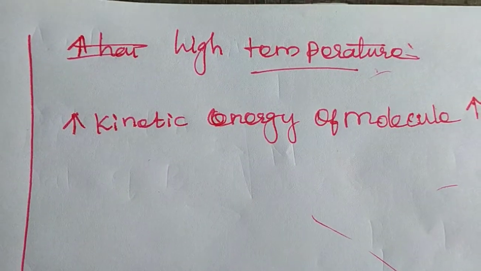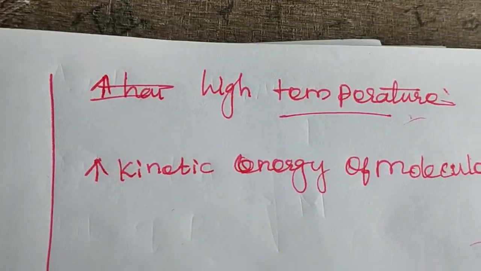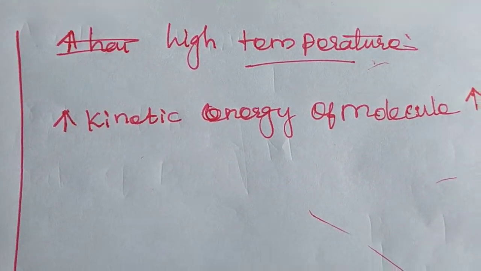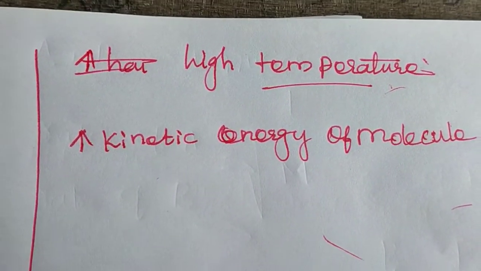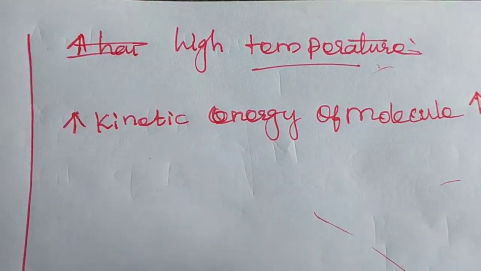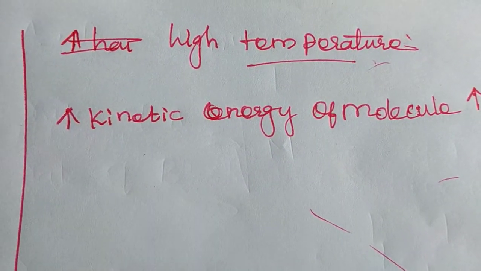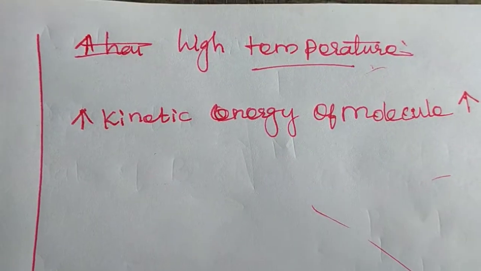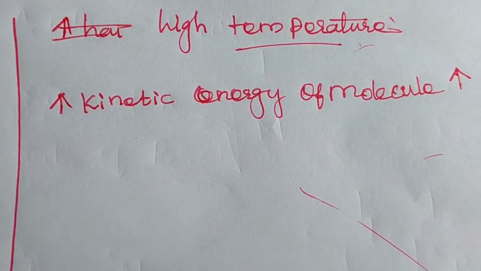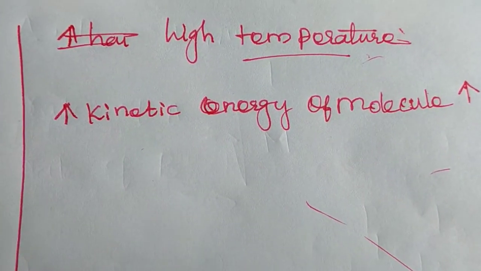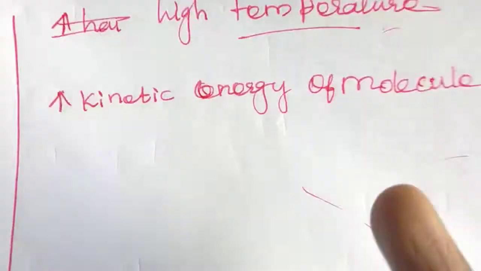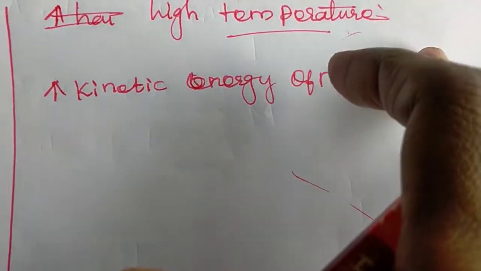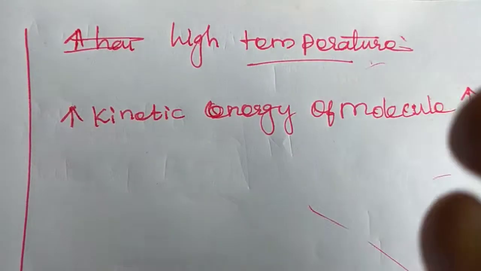Because of this, the molecules become active and move fast. So the movement of the water gets faster when it reaches the higher temperature. Because of reaching the higher temperature, you will get some bubbles in the boiling water. You will see some difference.